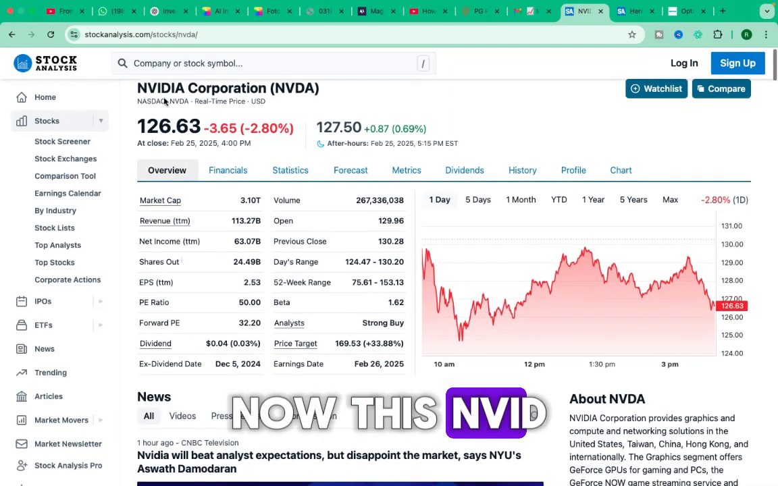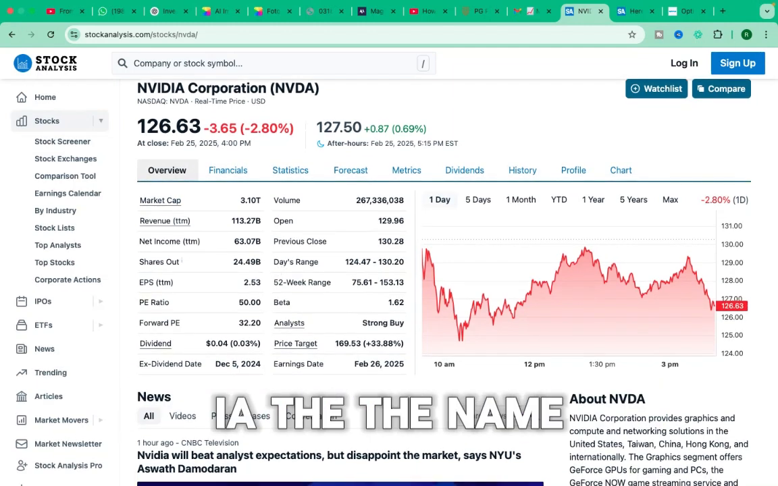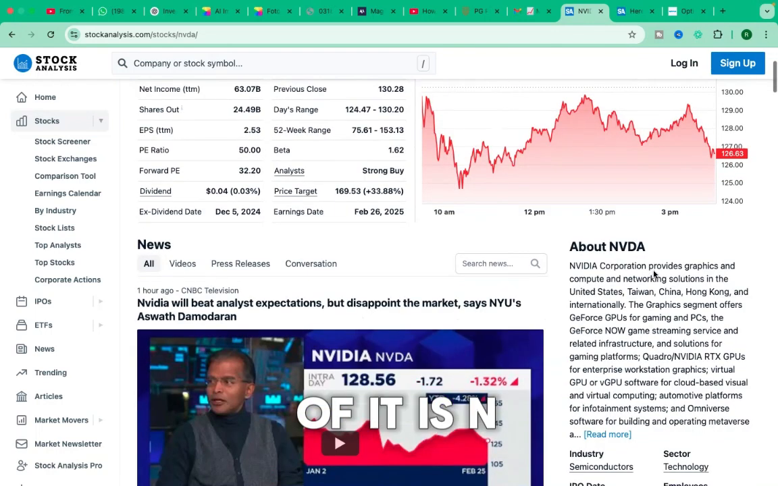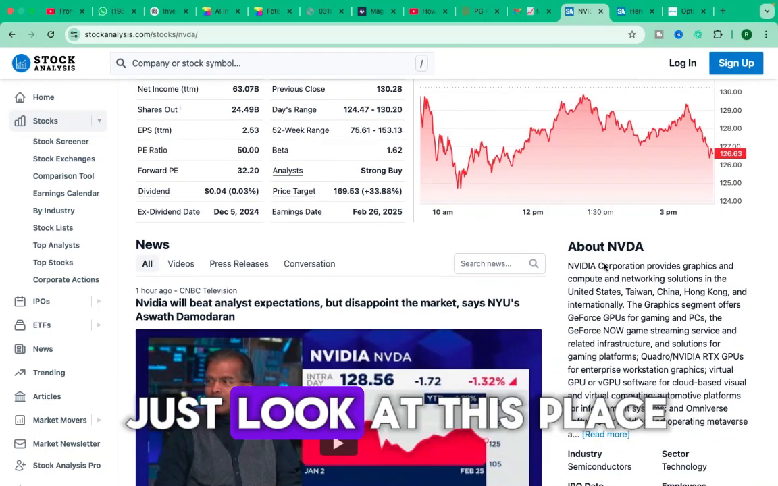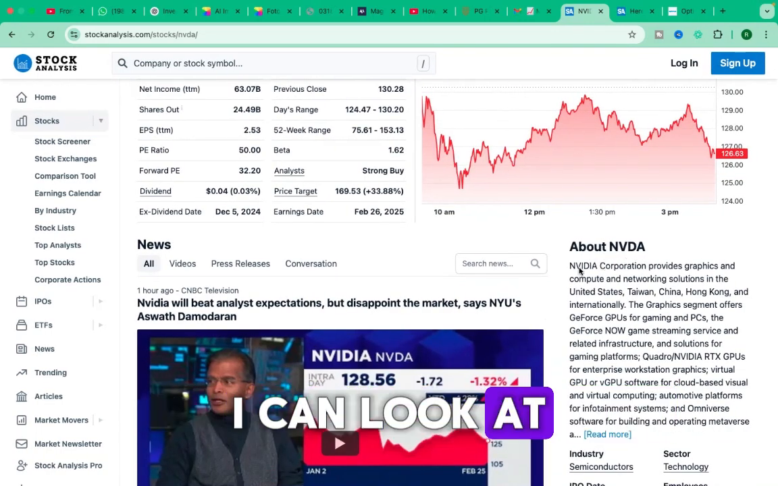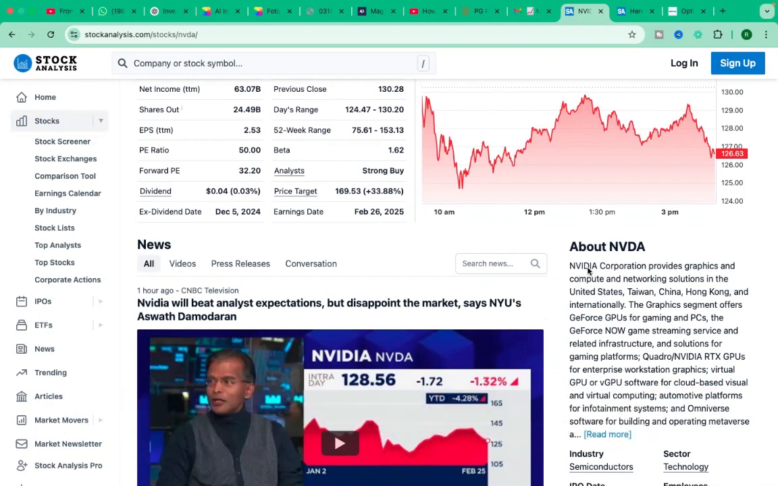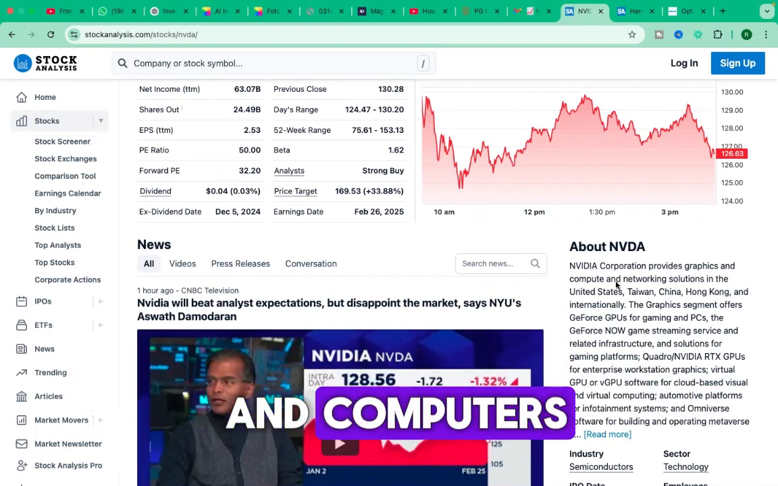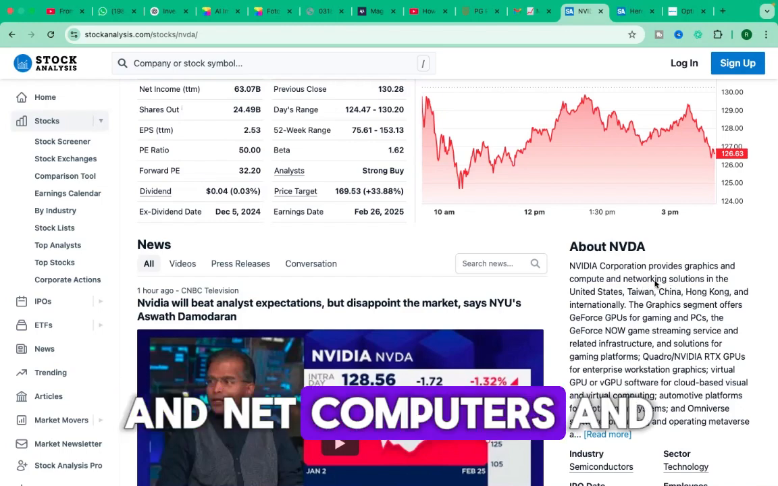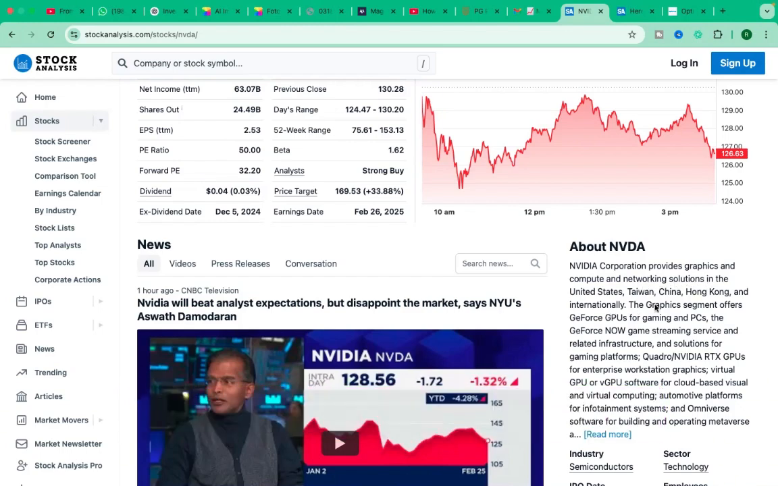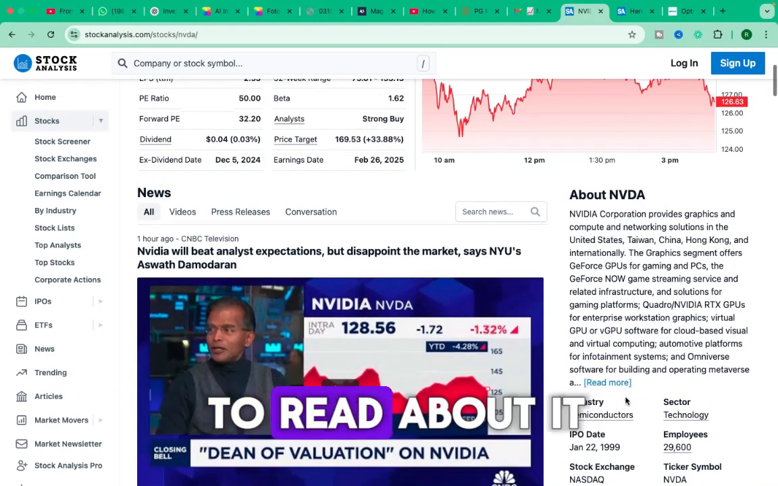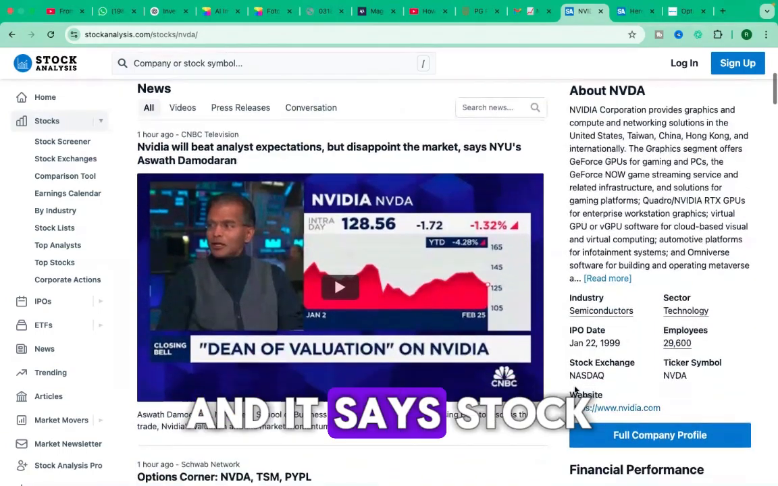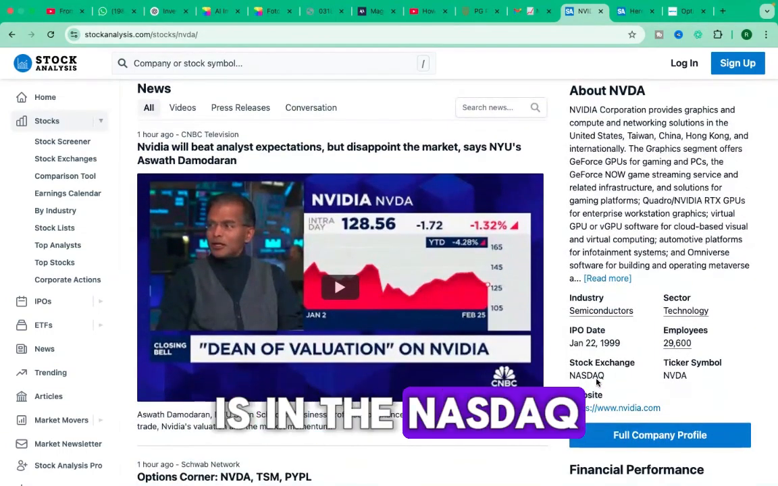Now, this NVIDIA, the name of it is NVIDIA. I can come here, just look at this place. I can look at what this company does. This corporation provides graphics and compute and networking solutions. You want to read about it, and it says stock exchange is the NASDAQ.